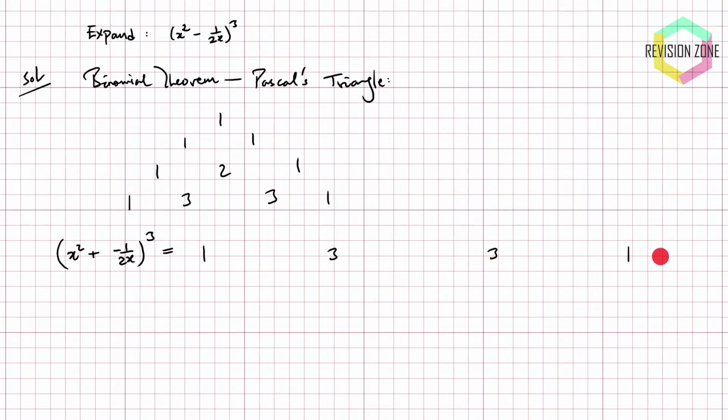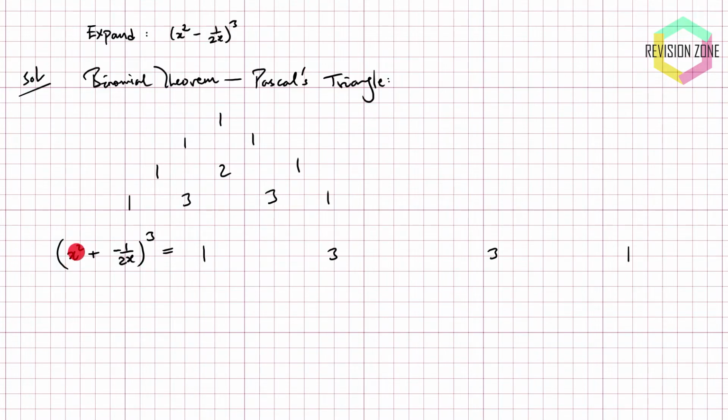Now you notice I've deliberately written x squared minus 1 over 2x as x squared plus minus 1 over 2x. The reason for that is because the coefficients in the Pascal's triangle are really worked out for the standard expansion (a plus b) to the n. So I've got to have a plus in the middle. If the plus is not already there, like in this case, I rewrite it so that I actually get my plus artificially.